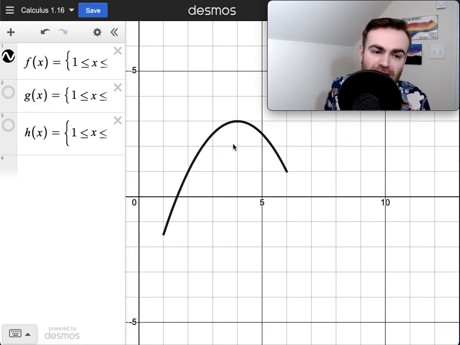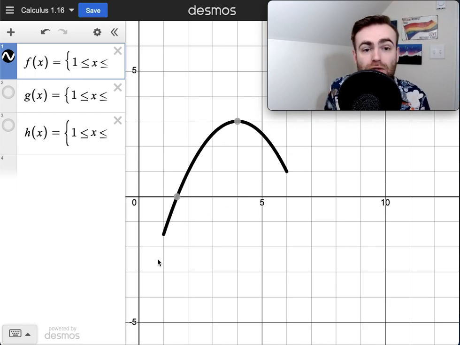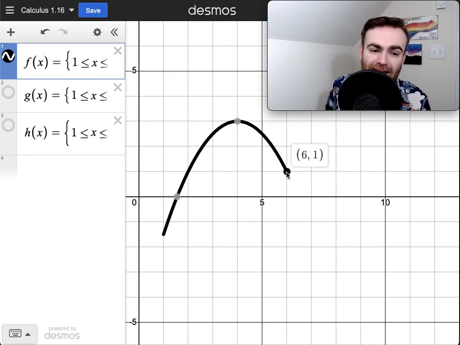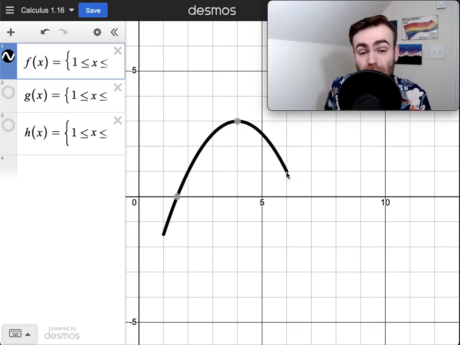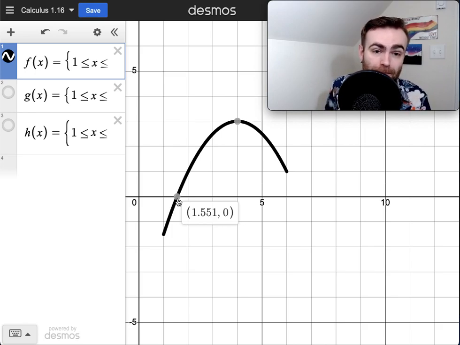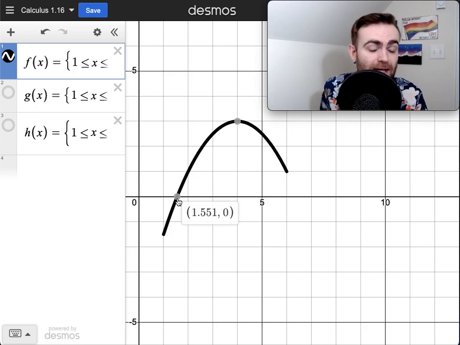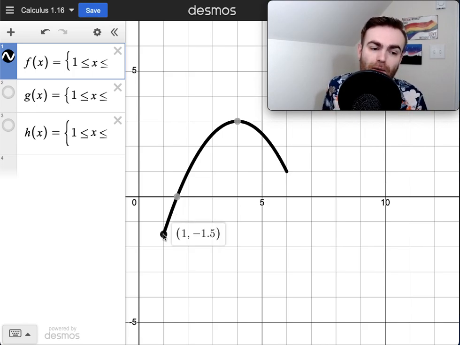I have a nice partial parabola here, and I've cut it off at 1, and I've cut it off at 6. So those are the x values we're going to use. So we're going to examine this through the lens of 1 to 6. Well, at 1 it outputs negative 1.5, and at 6 it outputs 1. So by the intermediate value theorem, there should exist at least one zero between them, and we can see that it does indeed exist, and it exists at this 1.551. That's pre-calculus.